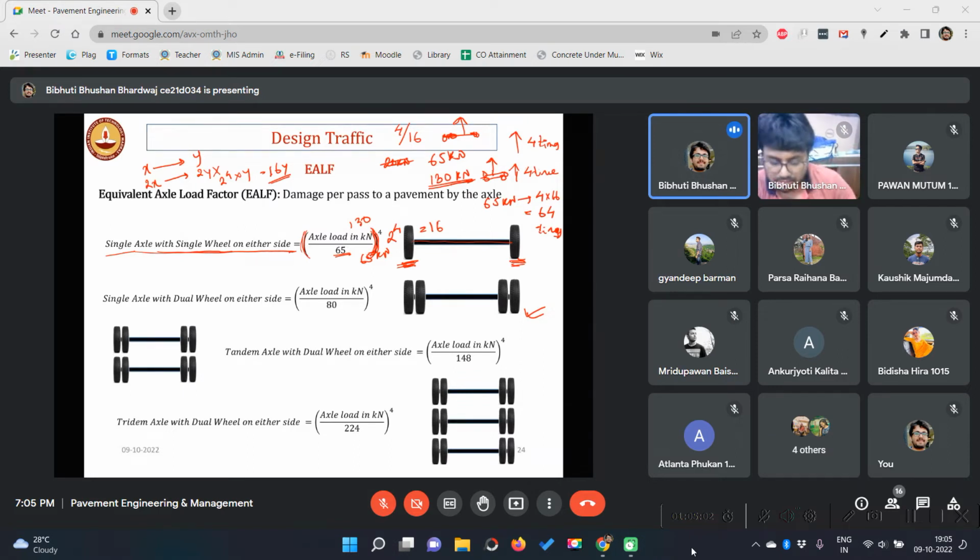Since this load will be different for different trucks, we need to convert it to the standard ones. That's why this formula is there. For this kind of configuration, the standard is 65. For single axle with dual wheel, that means two wheels on both sides, it has to be 80 because it can carry more load.